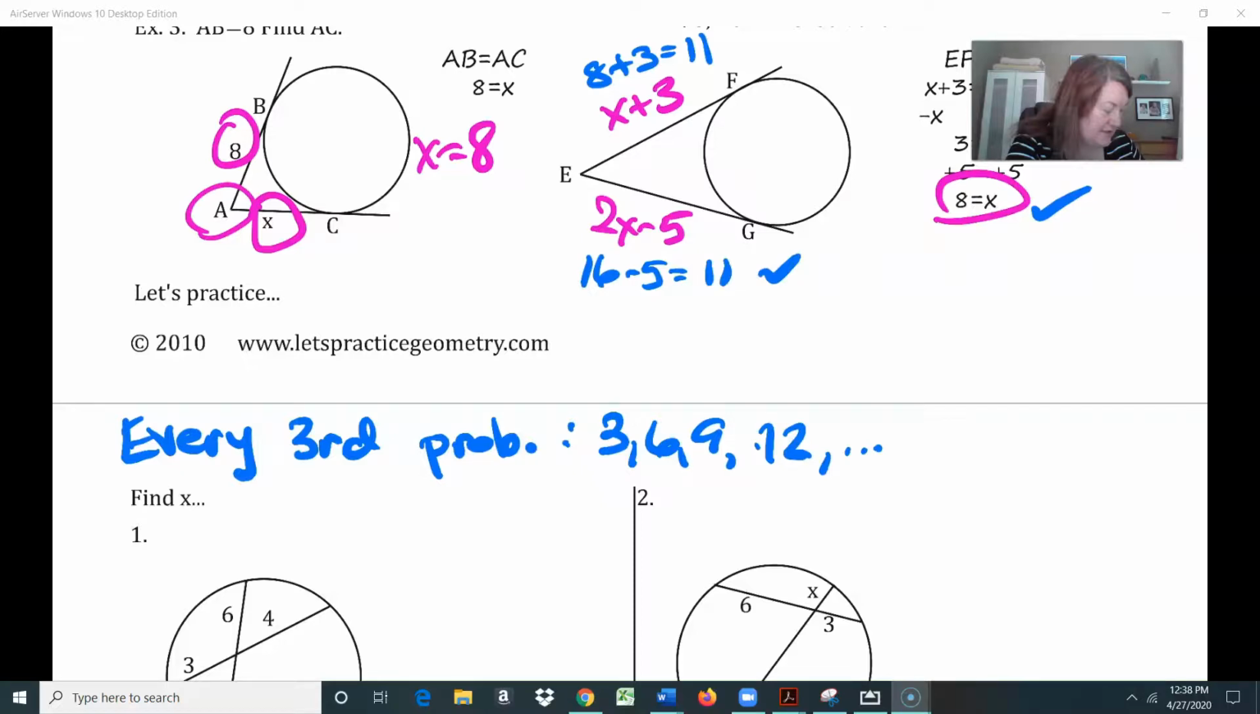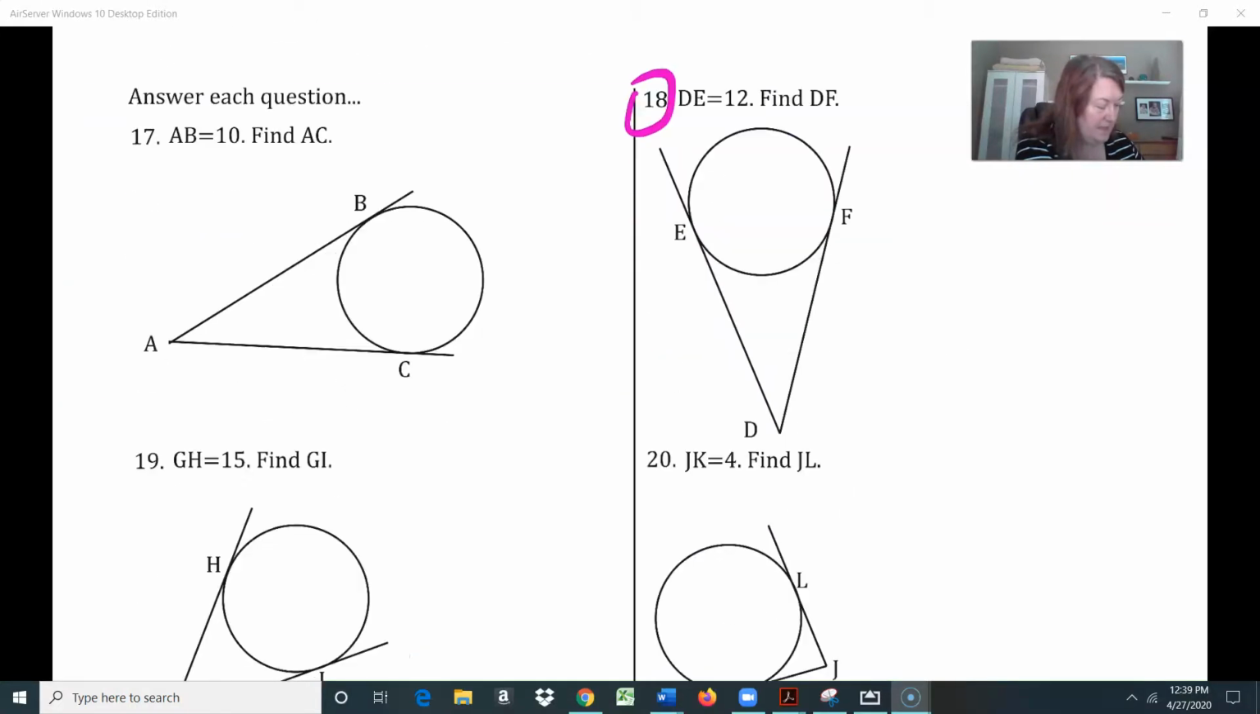Okay, let's go on and find one with tangent problems. The first one that has a 3 in it is going to be 18. Let's go back and circle all the same numbers again, just so that we know. So it's 3, then we're going to do problem 6, problem 9, problem 12, 15, 18. Okay, so 18 we're going to do together.